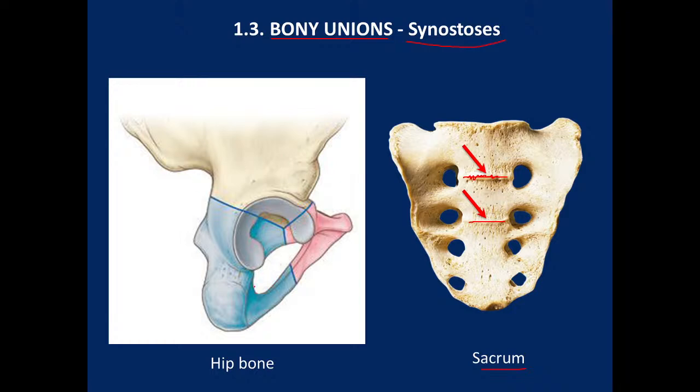Here you see three pelvis bones, and they are connected at the acetabulum. This is the place for connecting with the hip, or femur, os femoris, and this is also bony unions between these three bones of the pelvis.